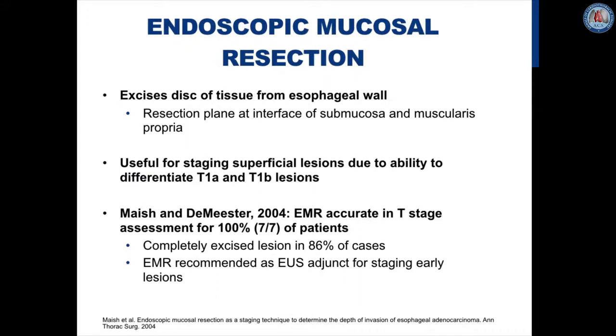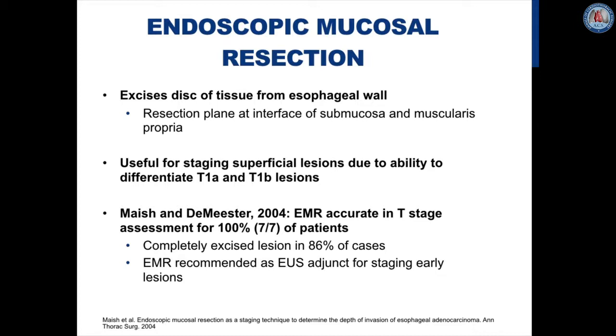No imaging technique, including EUS, is accurate in distinguishing mucosal lesions from submucosal lesions. EMR may be useful in staging superficial esophageal lesions. EMR excises a disc of tissue from the esophageal wall with a resection plane at the interface of the submucosa and muscularis propria. Histopathological assessment of these specimens allows for the accurate identification of submucosal invasion, which is associated with high rates of lymph node involvement and warrants esophagectomy.